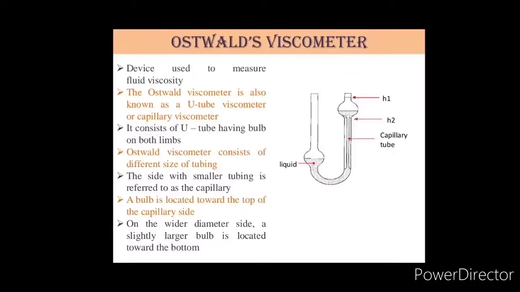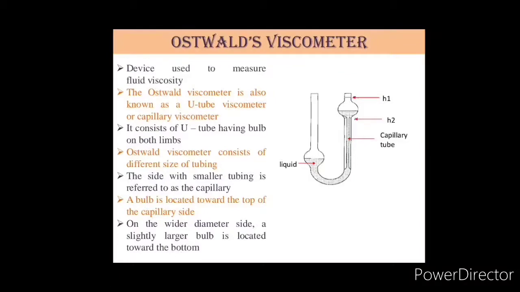It consists of a U-shaped manometer tube having a bulb on both sides. The Ostwald viscometer consists of different sizes of tubing. The side with the smaller tubing is referred to as the capillary, and the bulb is located towards the top of the capillary side. On the wider diameter side, a slightly larger bulb is located towards the bottom.